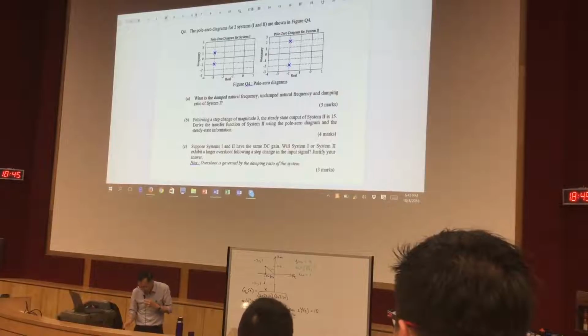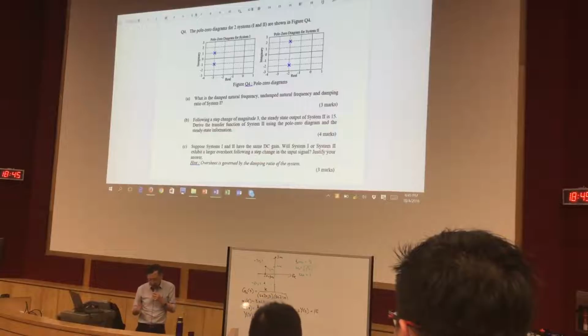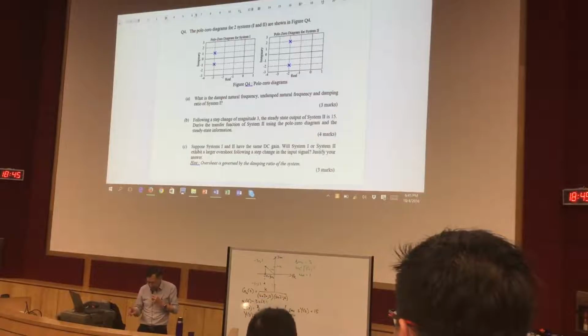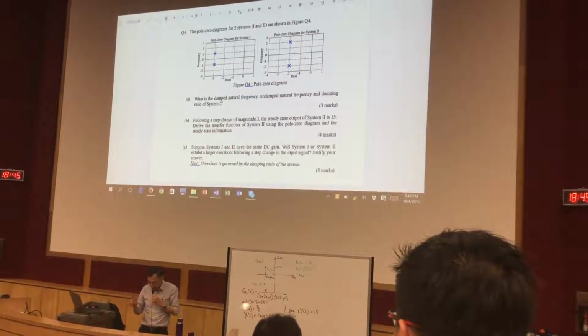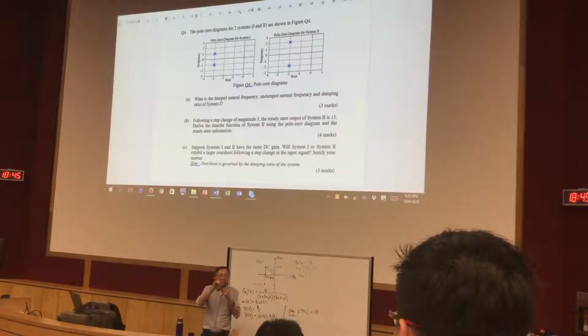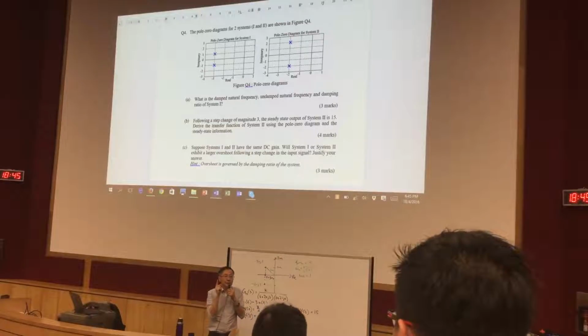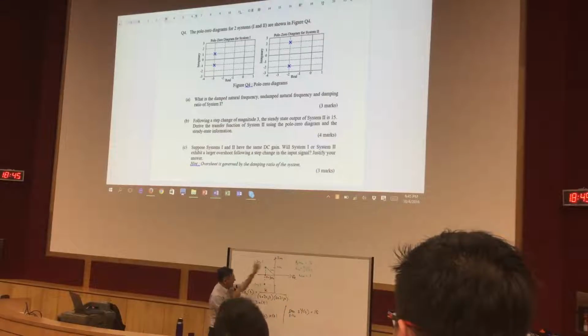Okay, last part. Suppose system 1 and 2 have the same DC gain. Will system 1 or system 2 exhibit a larger overshoot following a step change in the input signal? Now this one, what does the overshoot depend on? This one you have to know. What is the parameter that determines the overshoot? Is it omega n, omega d, or zeta? Zeta, right? The larger the zeta, the larger the overshoot.